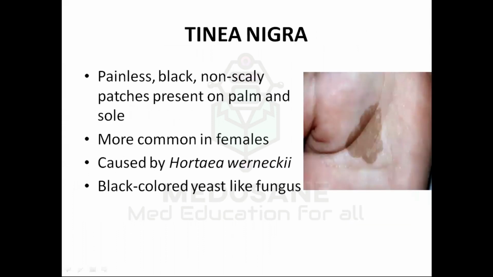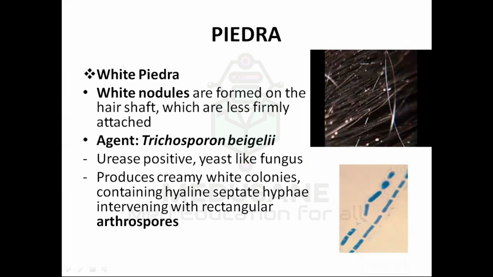Then what is Tinea nigra? Tinea nigra is a non-scaly patch that mainly occurs on the palm and the sole. It is most commonly seen in females and is caused by Hortaea werneckii. Okay, coming to Piedra. Piedra is a very important short note. If they are asking for a short note, you want to write both white Piedra and black Piedra. Okay, what is white Piedra?